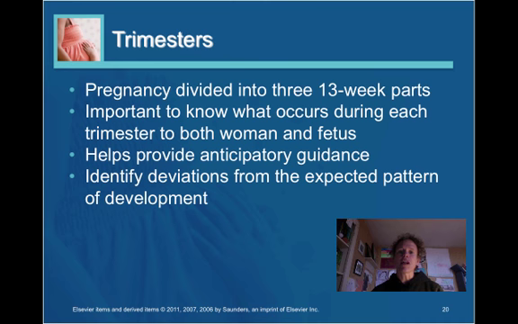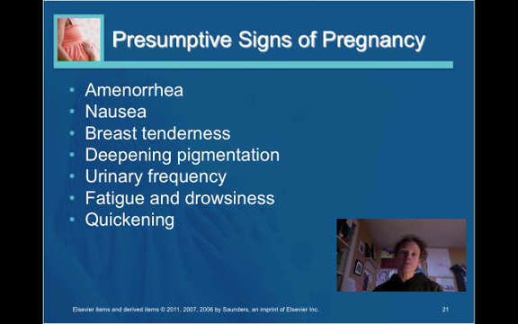Trimesters. The pregnancy is divided into 3 13-week parts. See, usually I used to think of a trimester as being 12 weeks, but no, that's where they sneak in those extra weeks on us. And it's important to know what occurs during each trimester, both for the woman and for the fetus. This is going to help you as a nurse give anticipatory guidance to the patient so that they know a little bit about what to expect. It's also important to identify deviations from the expected pattern.